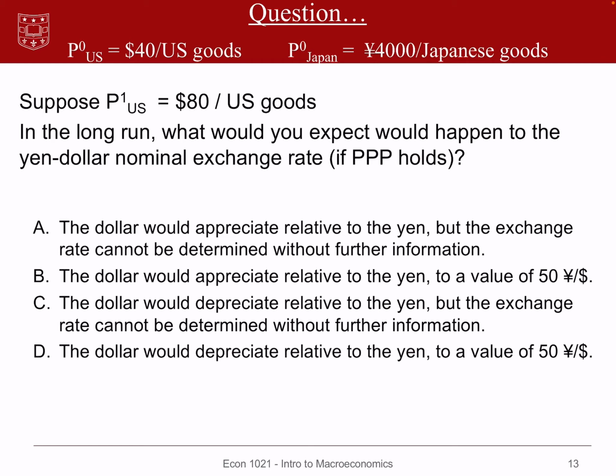Let's suppose that initially the average price level in the U.S. is $40 per set of U.S. goods, and we have a similar idea for Japan. Then suppose that prices in the U.S. rise, on average, from $40 per set of US goods and services to $80. If purchasing power parity holds, what would you predict would happen to the yen dollar nominal exchange rate?